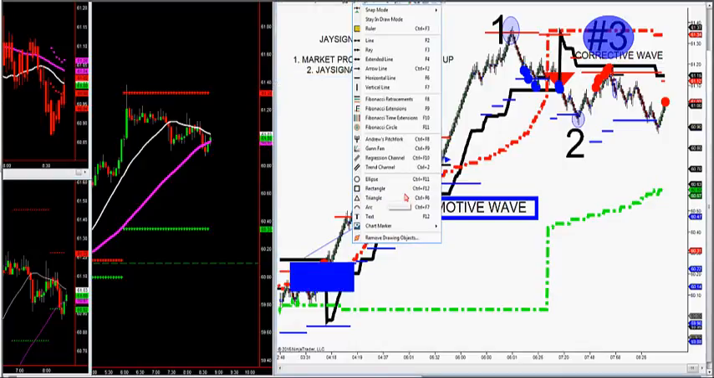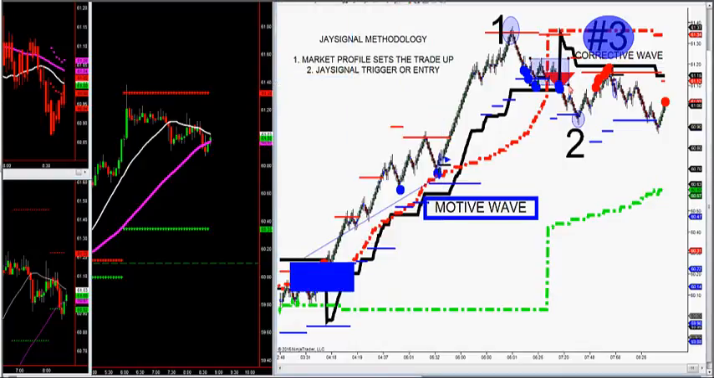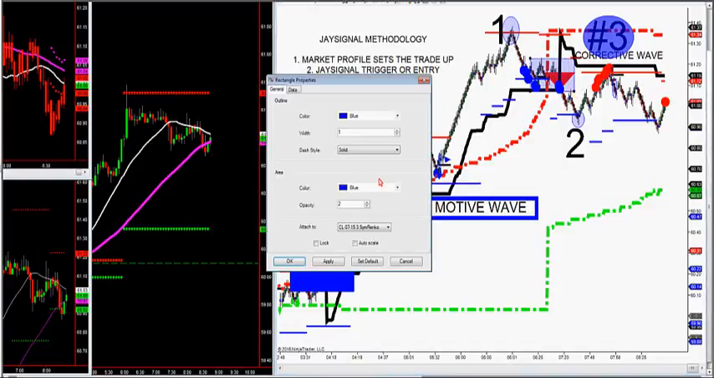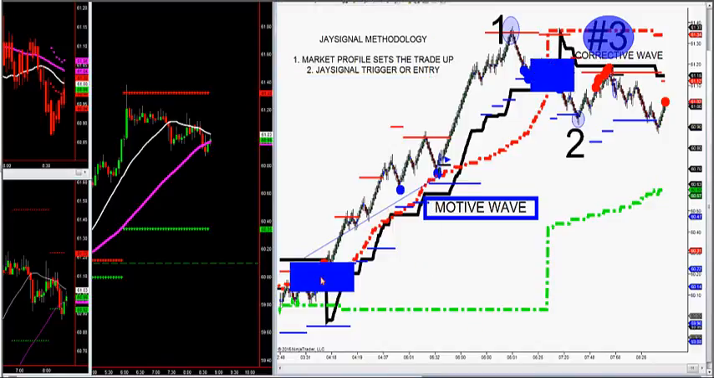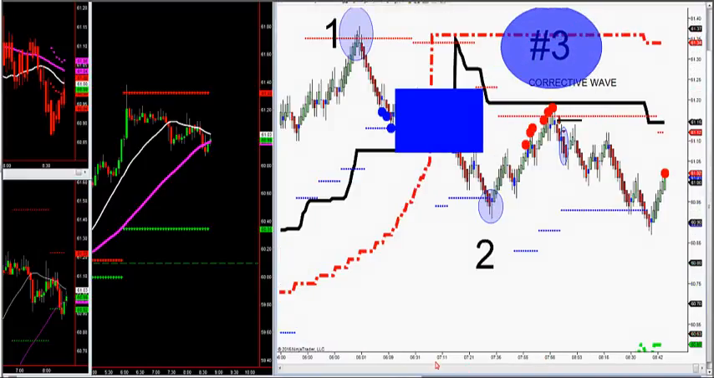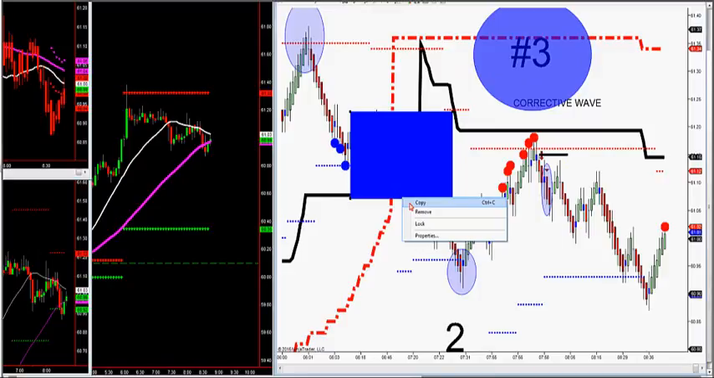Well, this is what set the trade up on the corrective wave right here. Break back inside market profile, right? So that set the trade up to the downside. All right, this set the trade up for an ABC long. This set the trade up for a corrective wave short. So if I have a motive wave, which is with 5-minute trend, then I can have what's called a corrective wave. A corrective wave is against 5-minute trend.